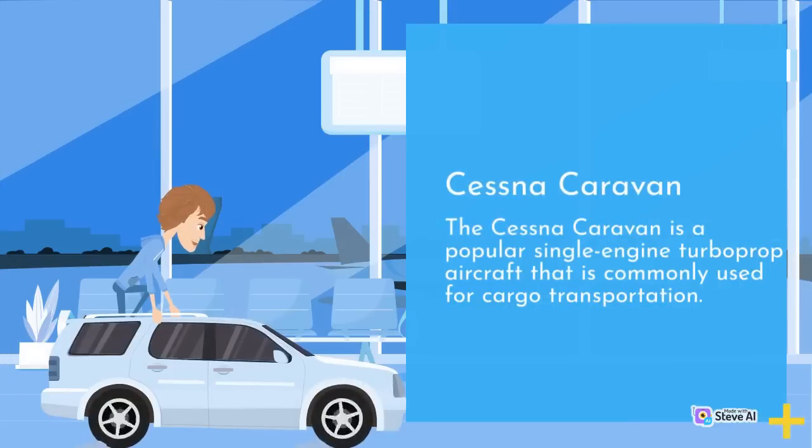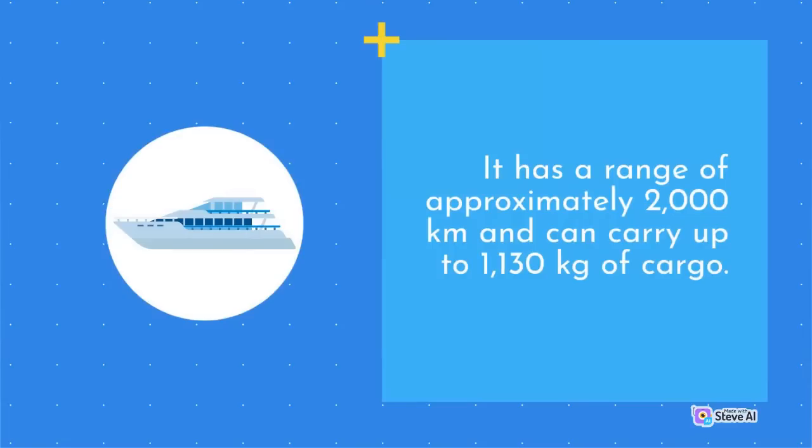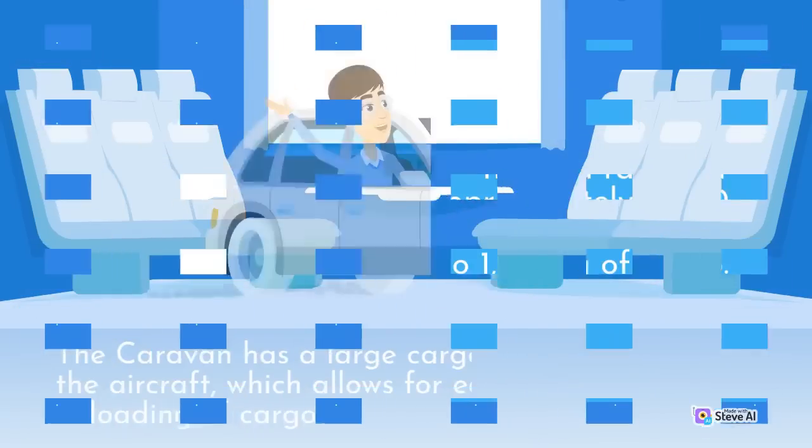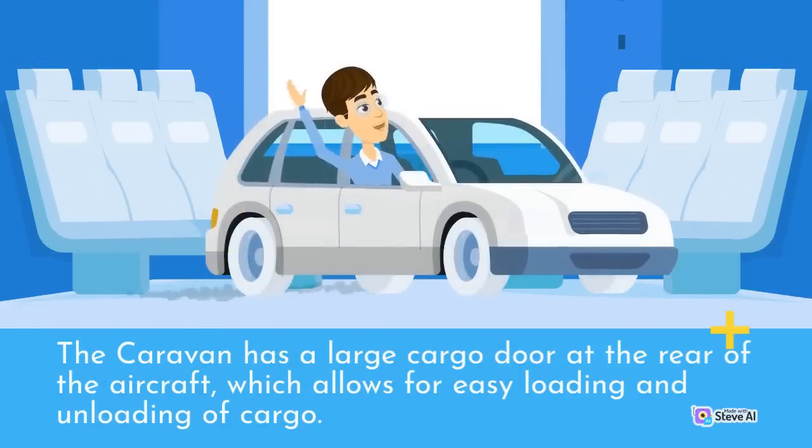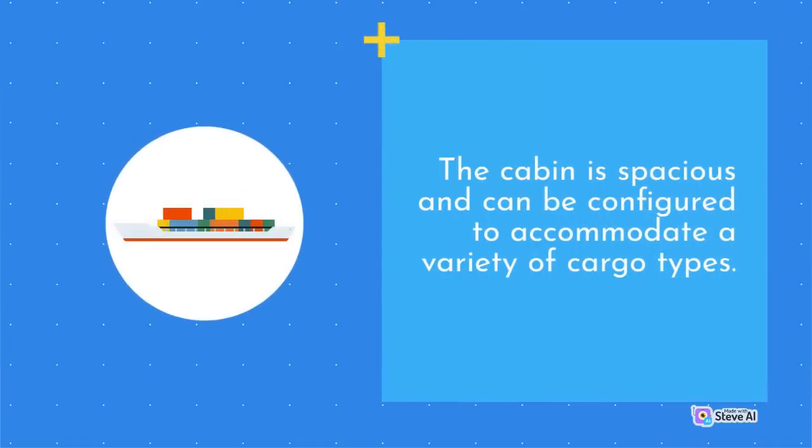Cessna Caravan. The Cessna Caravan is a popular single-engine turboprop aircraft that is commonly used for cargo transportation. It has a range of approximately 2,000 kilometers and can carry up to 1,130 kilograms of cargo. The Caravan has a large cargo door at the rear of the aircraft, which allows for easy loading and unloading of cargo. The cabin is spacious and can be configured to accommodate a variety of cargo types.